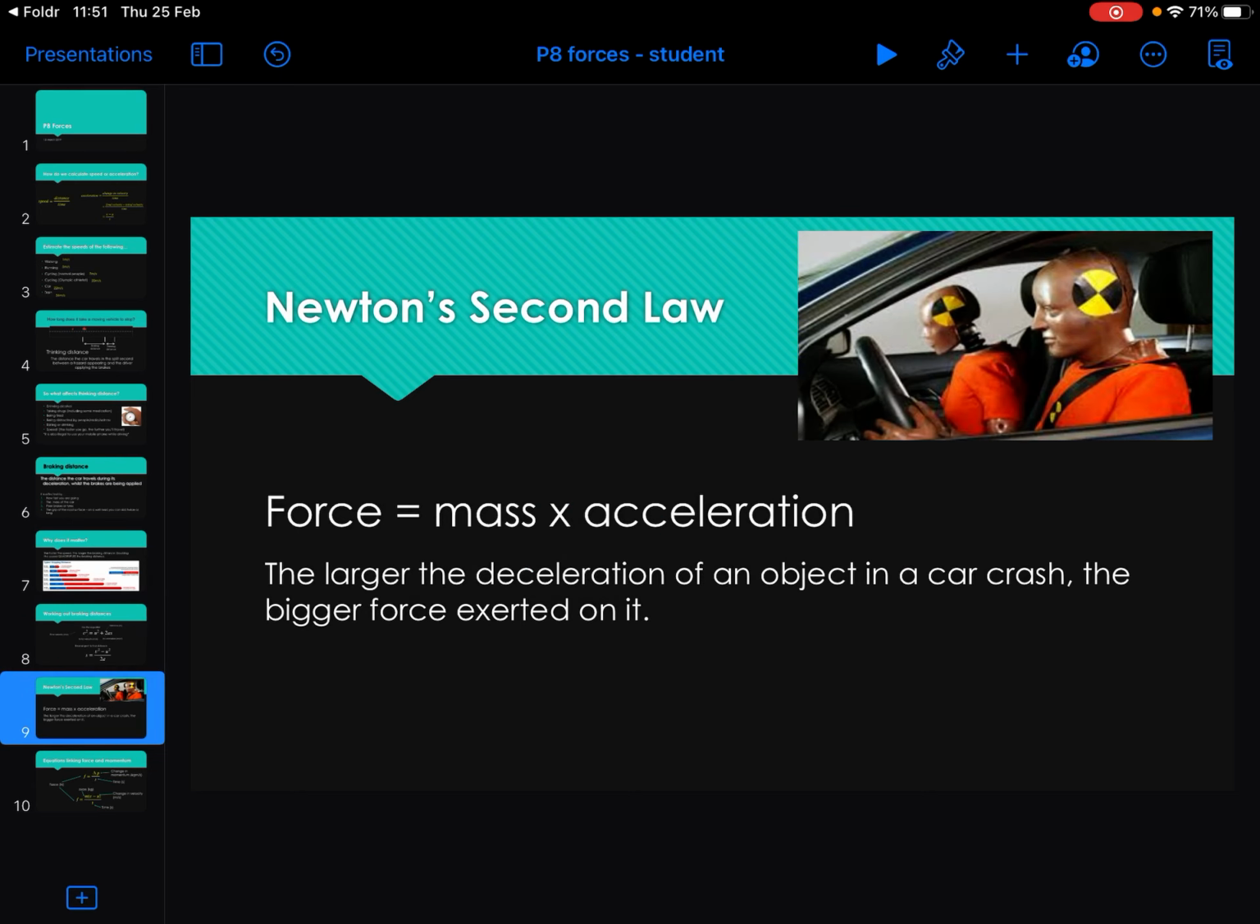Right, next equation we're using, again, you've seen this before, hopefully you're recognising all of these. Newton's second law, F equals ma. The larger the deceleration of an object in a car crash, the bigger the force exerted on it. Now, just a quick note that we are going to combine lots of different equations. We're going to be combining acceleration, and we're also going to be looking at momentum. Remember, momentum is mass times velocity.